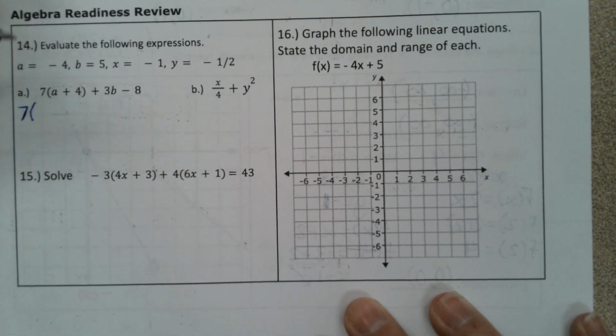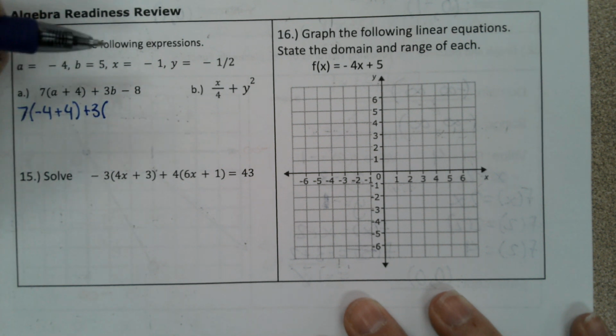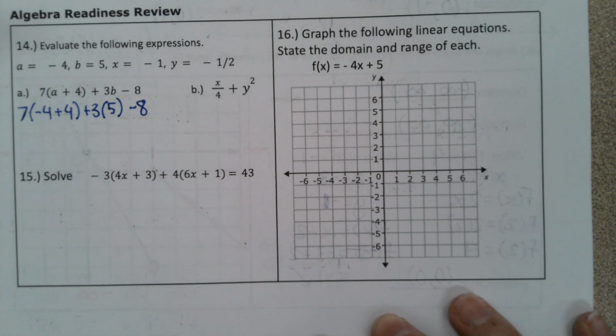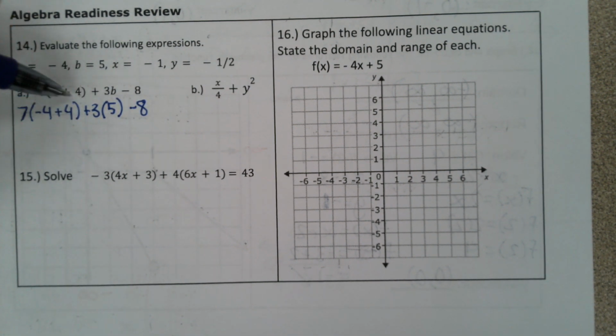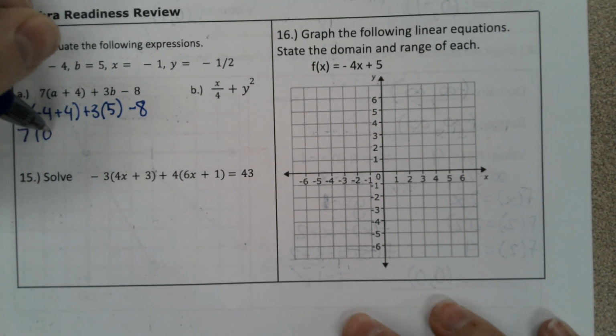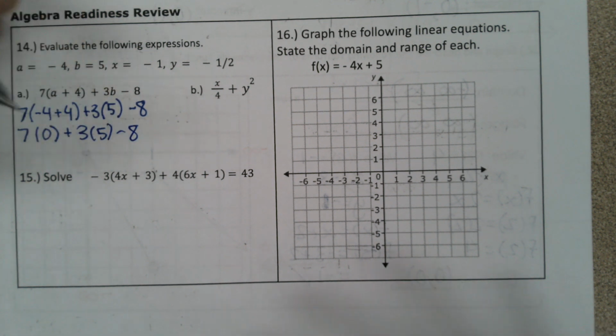7 times A, which is -4, plus 4, plus 3 times B, which is 5, minus 8. Remember your order of operations here. This is going to be extremely important. PEMDAS, please excuse my dear Aunt Sally. P, we start with parentheses. Looking through here, I've got this set of parentheses, so I need to do what's inside of it first. -4 plus 4 is 0, plus 3 times 5 minus 8.